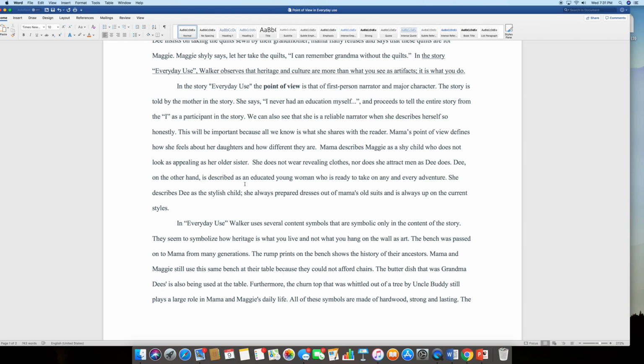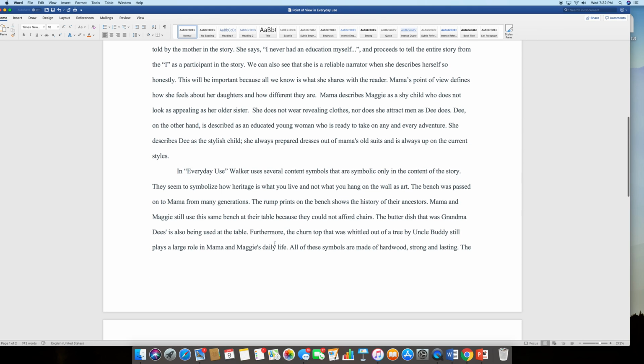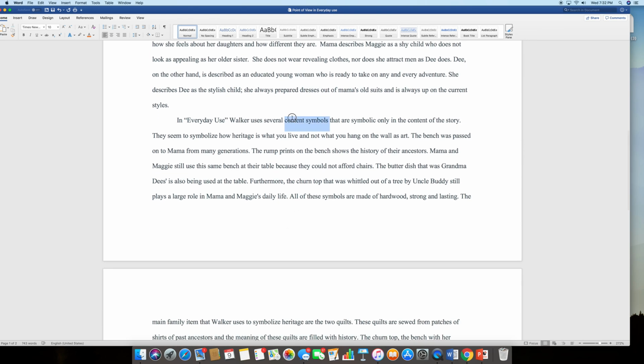Dee, on the other hand, is educated and ready to take on an adventure. She describes Dee as stylish. She always prepared dresses out of Mama's old suits and is always up on the current styles. At least 2 or 3 reasons with some examples on why this is definitely a first-person point of view. Where do we go next? How about symbolism?